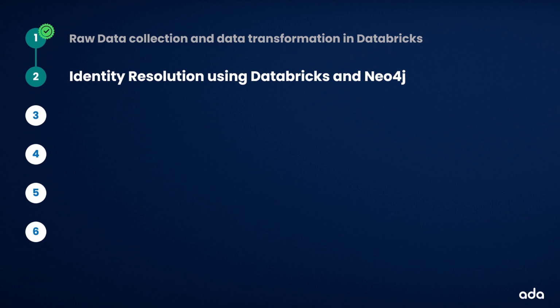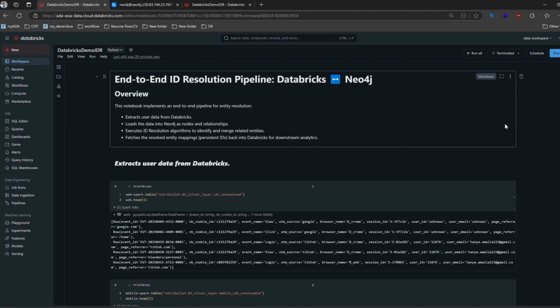In this section, we'll show how Neo4j, a graph database, can help to build an identity graph for NutriBullet's customers to create a single persistent ID for each customer, including Tanya. Now let's walk through the notebook we built for ID resolution in Databricks.